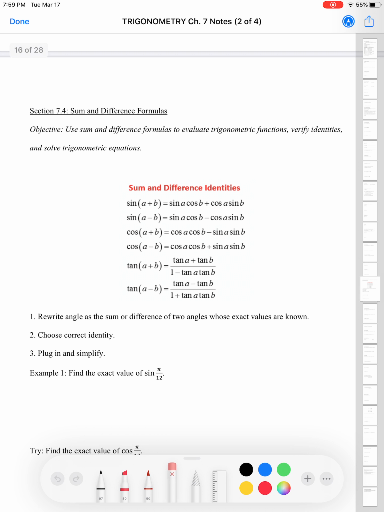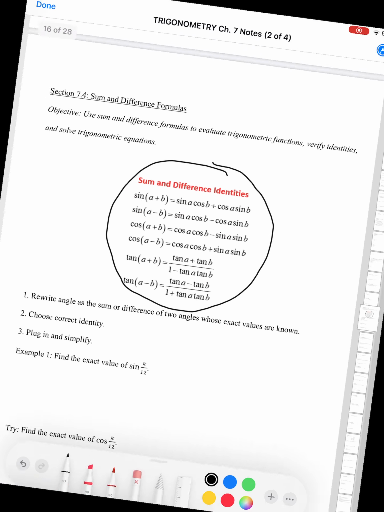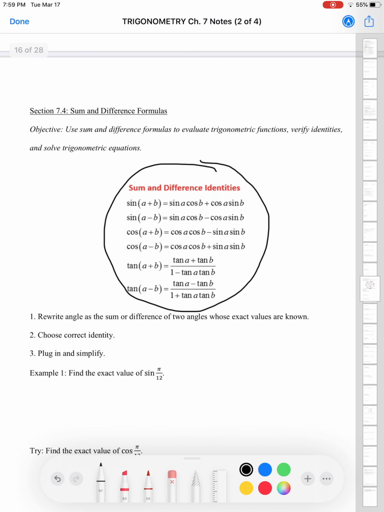So these right here, sum and difference identities, those are either going to be what I've been calling your note card stuff or your things to memorize if we ever take a test again. That's going to be stuff that you're going to want to put on your note card.